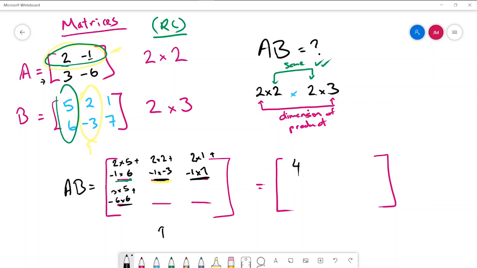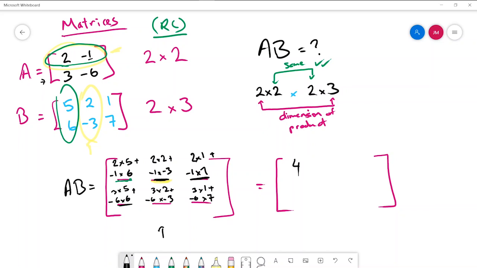So now we're looking at the second row and second column. So it is 3 times 2 plus -6 times -3, and then second row, third column would be 3 times 1 plus -6 times 7. And now let's just solve all these.